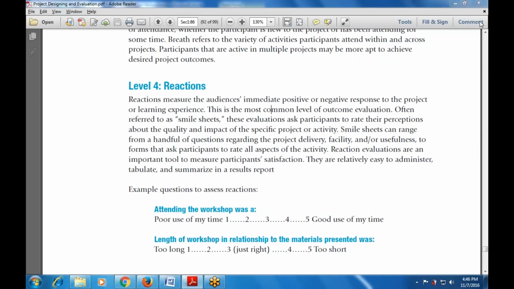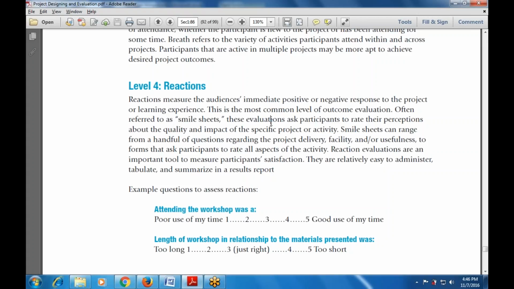Now let's see level number 4, that is, what are the various reactions. Reaction means the audience's immediate positive or negative feedback. What is the positive feedback? What is the negative feedback of the audience, that is, the positive or negative response to the project or the learning experience? And this is the most common level of the outcome evaluation.